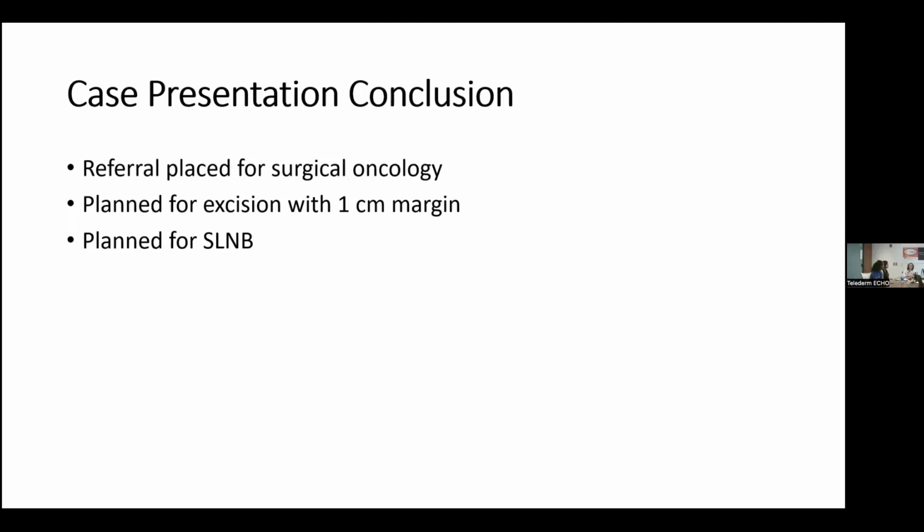So you can see all of this is so important because the depth, the Breslow level, is the most important thing prognostically, and with this next step.